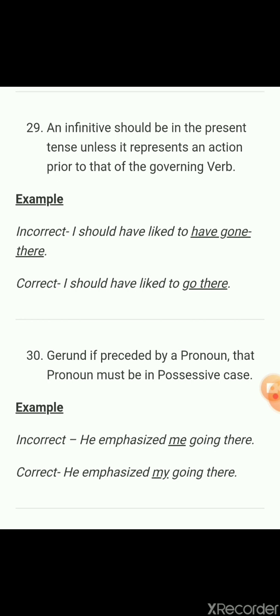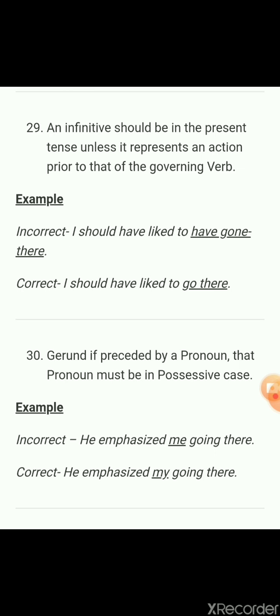Rule number 30. A gerund, if preceded by a pronoun, that pronoun must be in the possessive case. Gerund, you all know? What do you mean by gerund? A gerund is when we add ing to the verbs. So: He emphasized me going there. He emphasized my going there. So look at the difference.